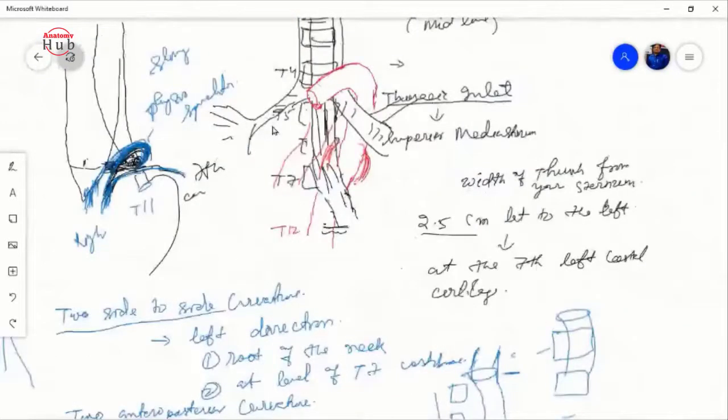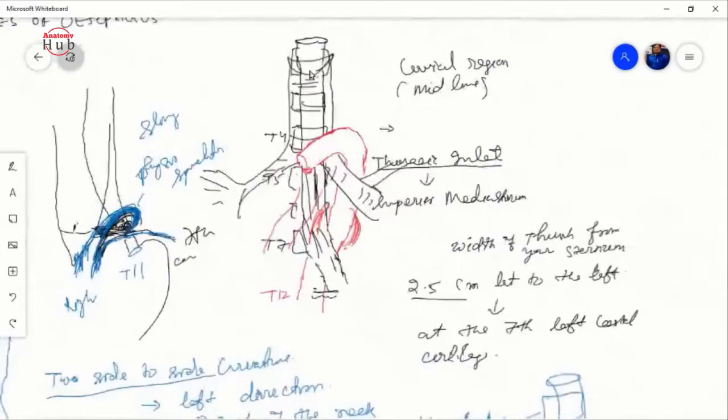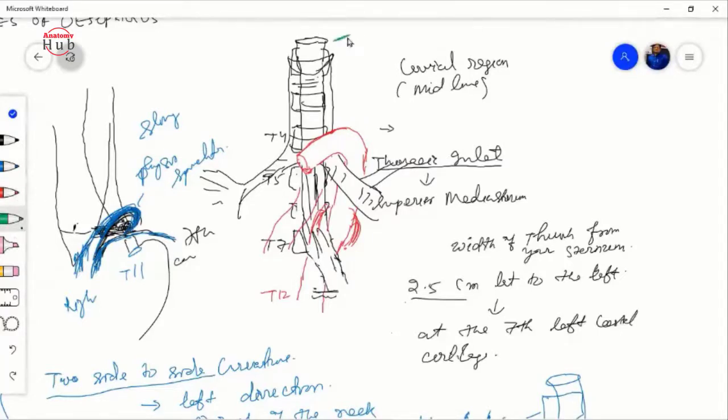The first constriction will be at the pharyngoesophageal junction. Okay, at this level, this is your first constriction. Second constriction, when the esophagus crosses the aorta. Okay, this arch of aorta, right? So at this point also the second constriction will be there.